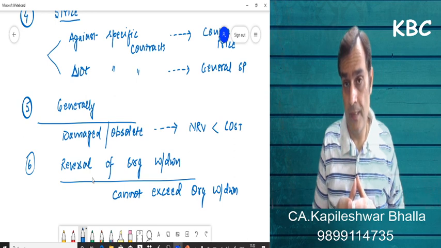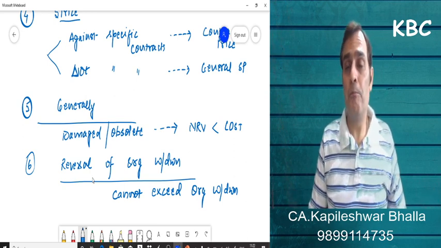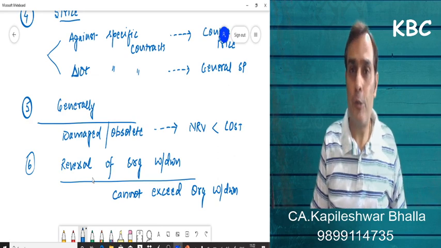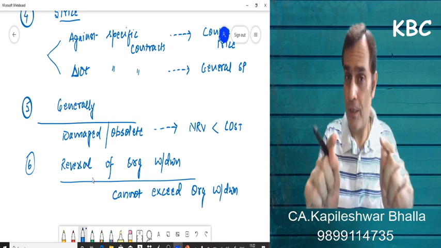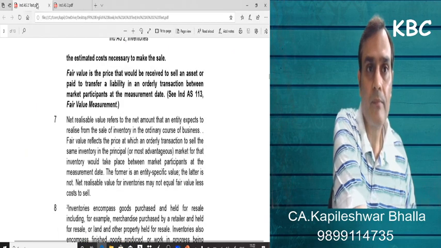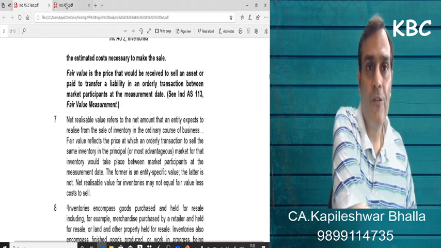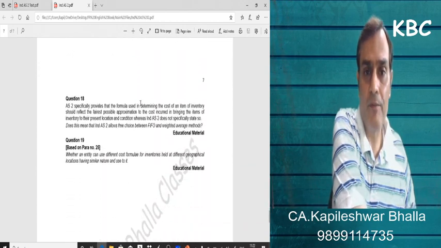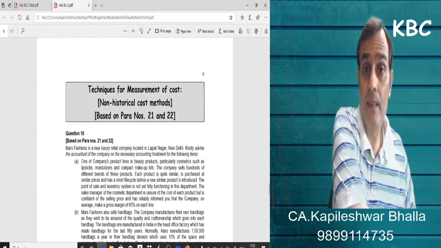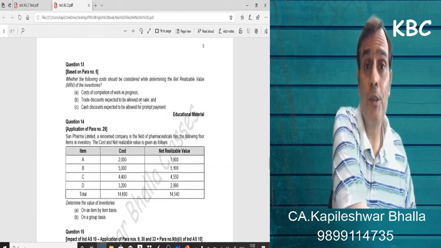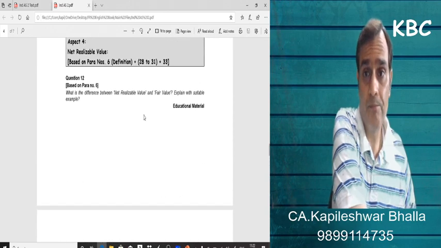I think it's now time to do some practical questions based on the concept of net realizable value. And I think the sixth one is the main issue which I want to deal with. So let me now come to a few questions where we can have a look at this. And then I'll also run through what questions we have done, which questions you can actually do as well.